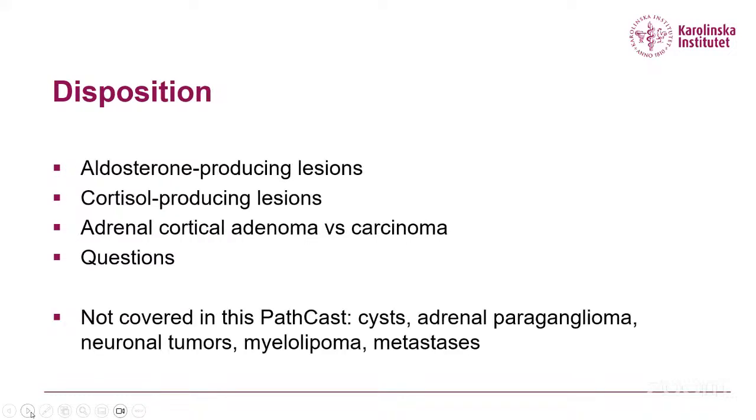The disposition of today will be, first of all, we're going to dwell into the aldosterone-producing lesions, followed by cortisol-producing lesions, and then, of course, the most difficult distinction, which is also the most clinically relevant one, I would say. It's the distinction between adenoma and carcinoma, and how we can go about in facilitating this, which is, of course, extremely important from a clinical perspective, since one is a benign entity and one is an entity with a very poor prognosis and limited treatment algorithms. And of course, room for some questions.